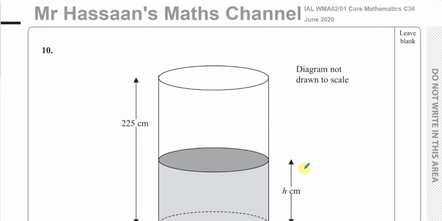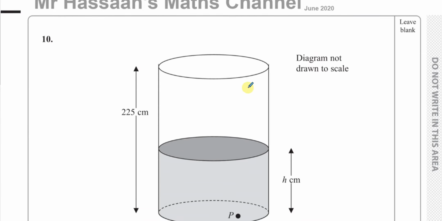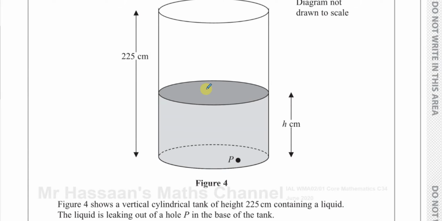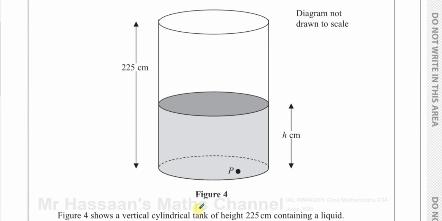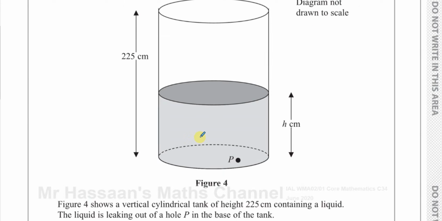I'm now answering question number 10 from the June 2020 C34 Edexcel International A-level paper. This particular topic is about solving differential equations, and this is a part of the P4 in the new specification. This question tells you about a vertical cylindrical tank of height 225 centimeters containing a liquid. The liquid is leaking out of a hole P at the base of the tank.